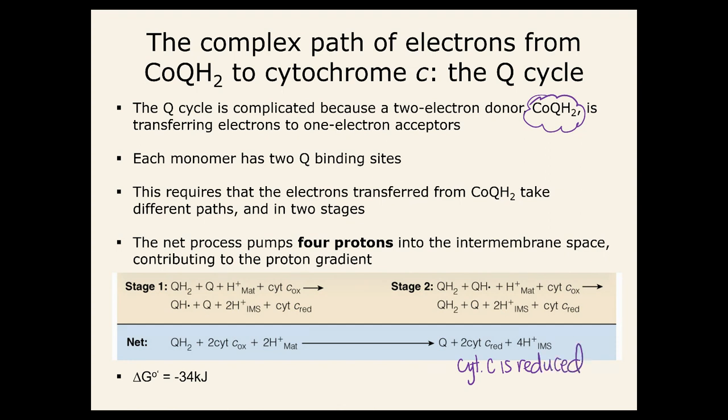There's also, if you notice, this is also a proton pump. So the net process pumps 4 protons into the intermembrane space. Okay, now very complex, as you saw from the previous pictures, and this might scare you. So just highlighted the 2 main ideas.